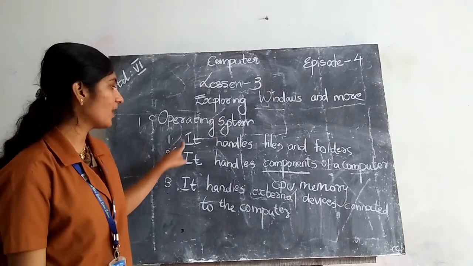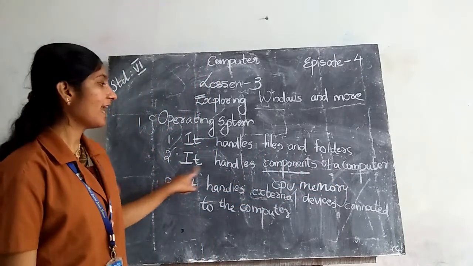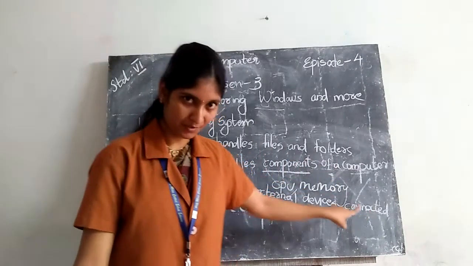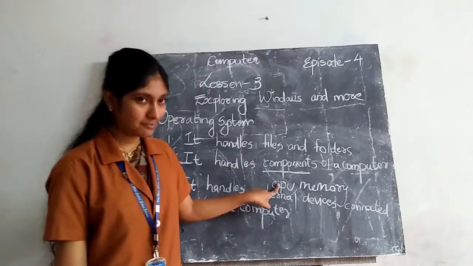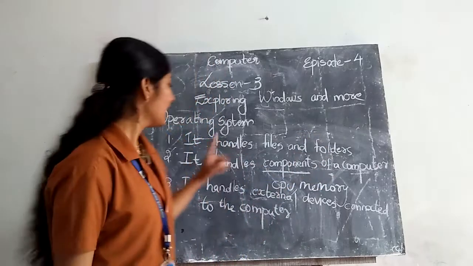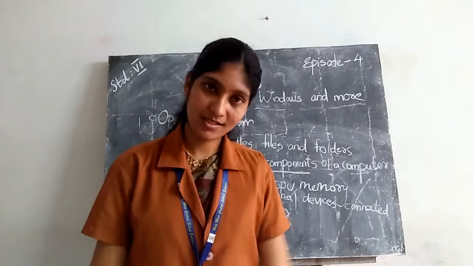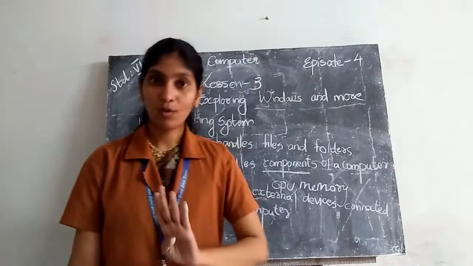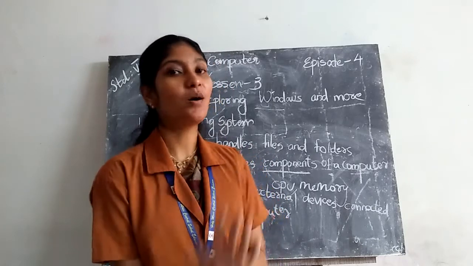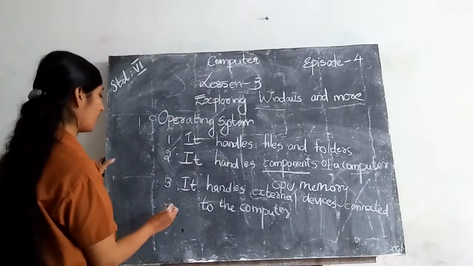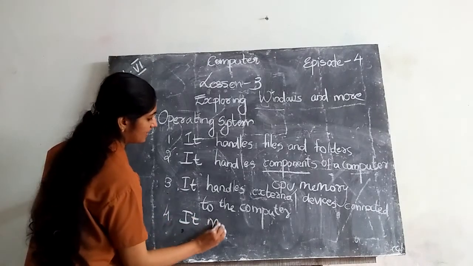Okay. So first point, it handles files and folders. Second point, it handles components of a computer. Examples of components are CPU, memory, right? Then third point, it handles external devices connected to the computer. And fourth point, it manages the application run on the computer.